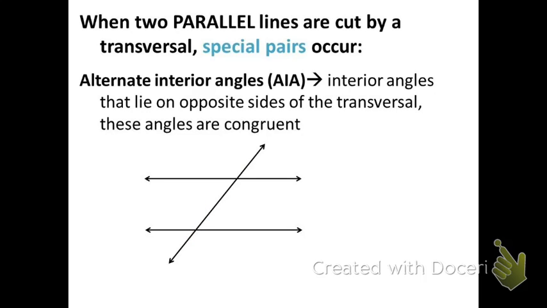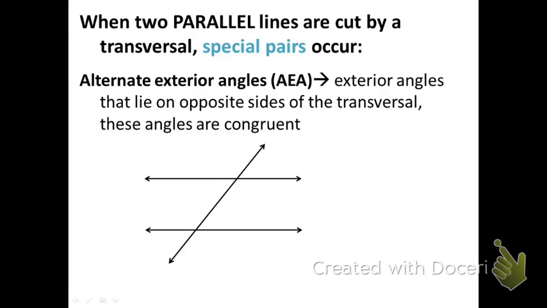When two parallel lines are cut by a transversal, we get special pairs that occur. The first special pair is known as alternate interior angles, and I will abbreviate it AIA. These are interior, so they're inside our parallel lines, and they lie on opposite sides of the transversal. I like to say alternate sides of the transversal. So we have 3 and 5. These angles are congruent, so if 3 were 45 degrees, 5 would also be 45 degrees. And then we also have another pair, 4 and 6, that would also be congruent.